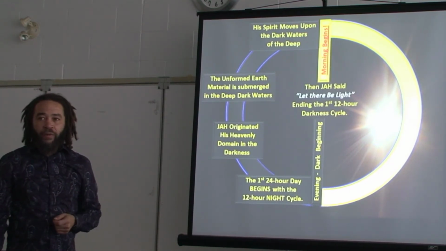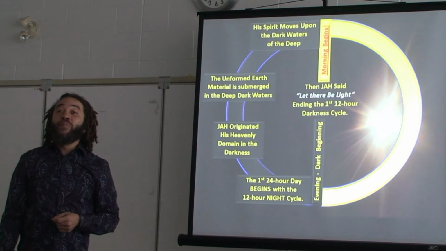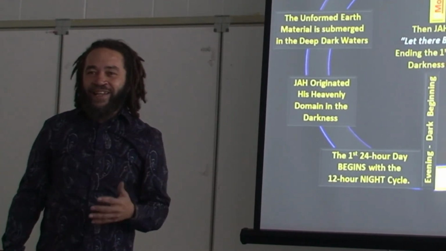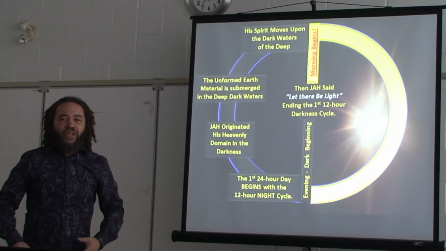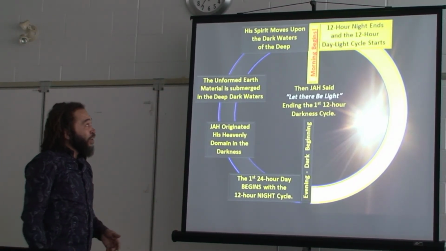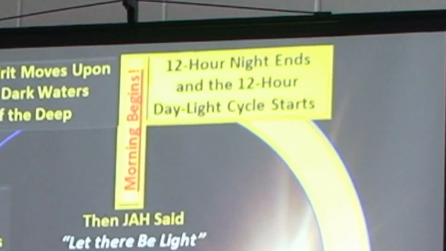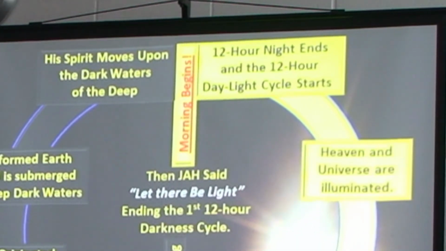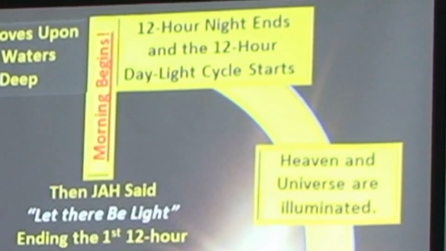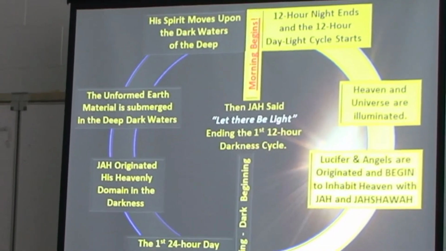Check this one out. The morning stars, son of the morning. Put it all together. When the Most High said, "Let there be light," the angels became in existence, and they now are going to be a part of the heavenly domain. So heaven and the universe are illuminated. Lucifer and the angels are originated and begin to inhabit heaven with Jah and his son Messiah.